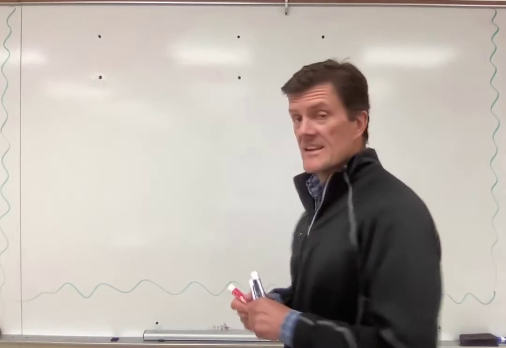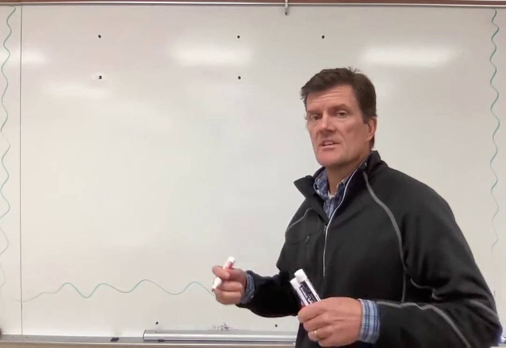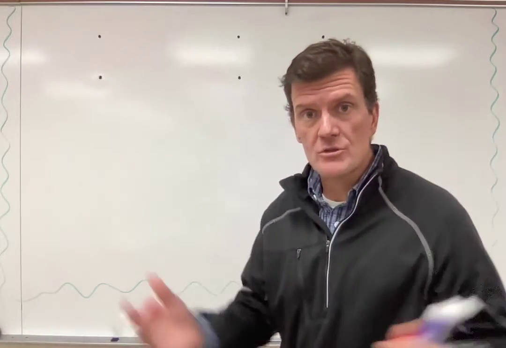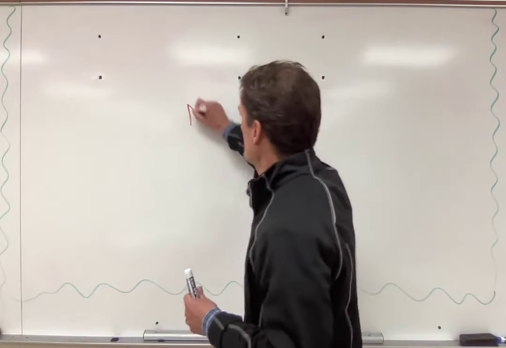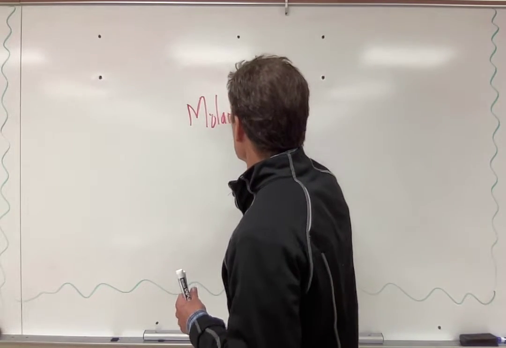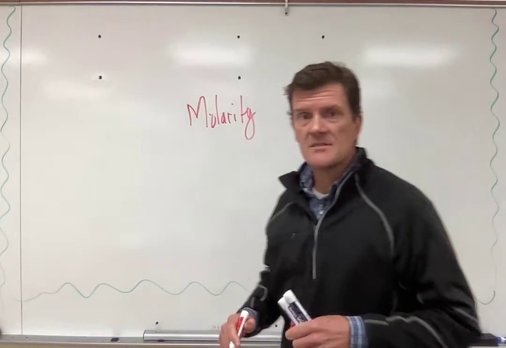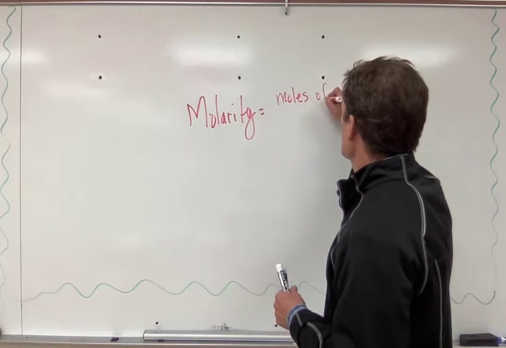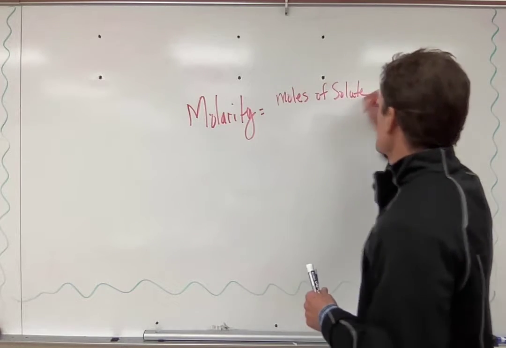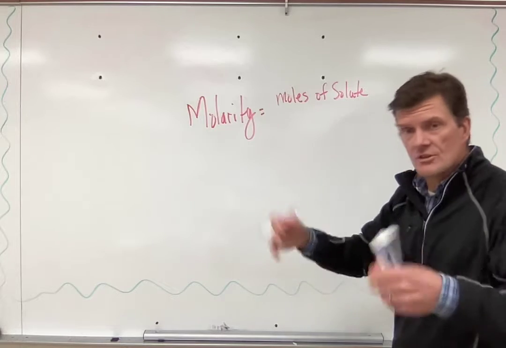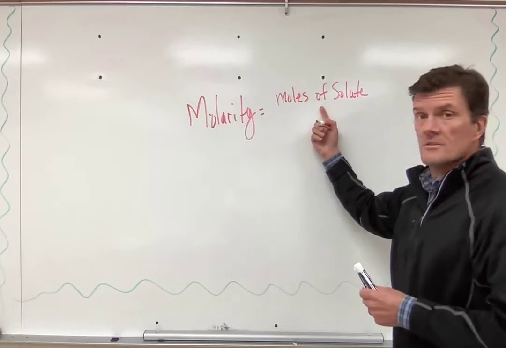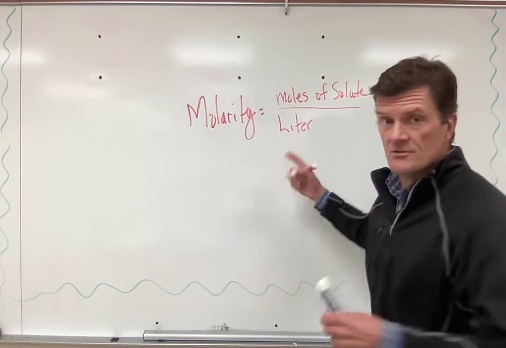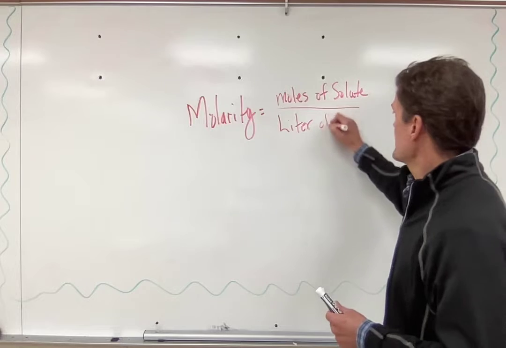So concentration in general is how much have you dissolved in something compared to the total solution. Molarity is measured by taking the moles of the solute. The solute is what you're dissolving. That would be like sugar. If you're dissolving sugar in water, moles of the solute divided by the total liters, that's your volume, total liters of the solution.